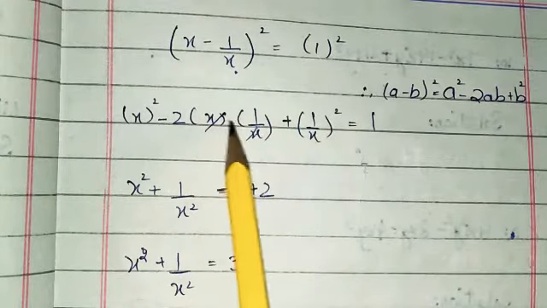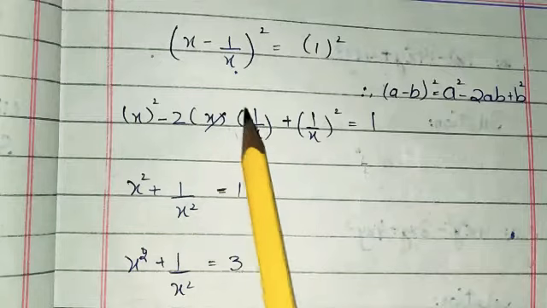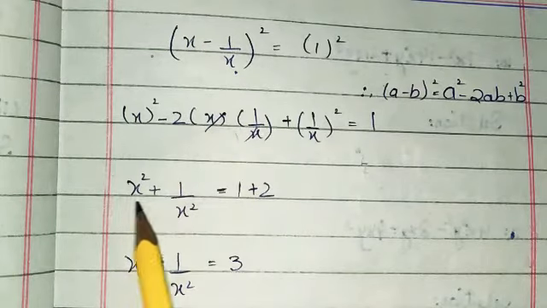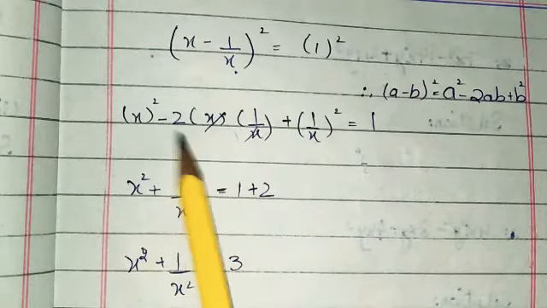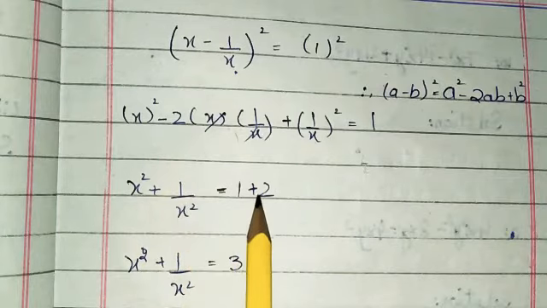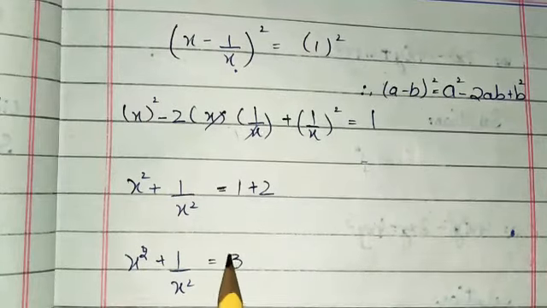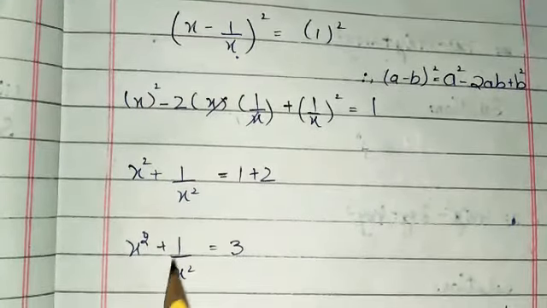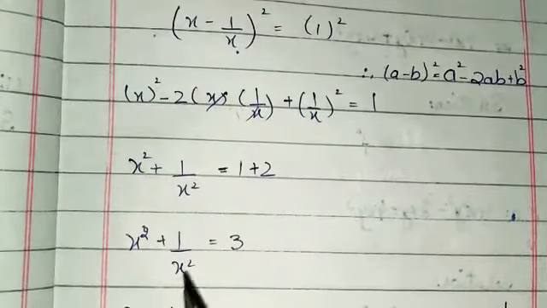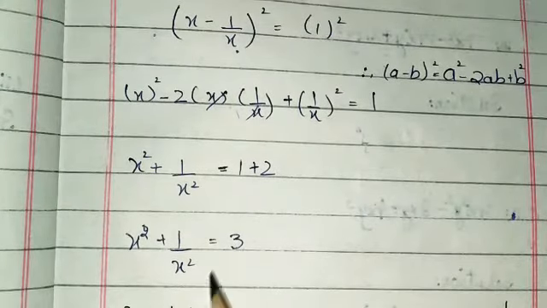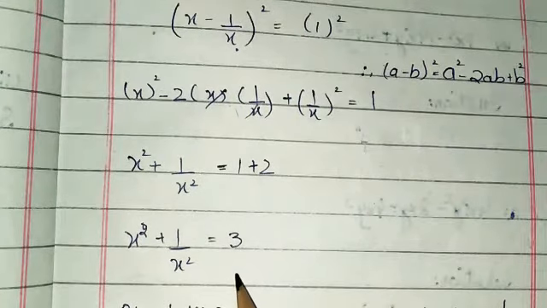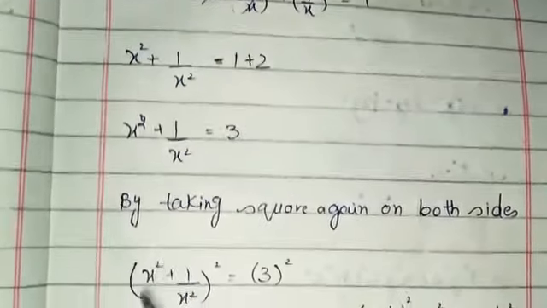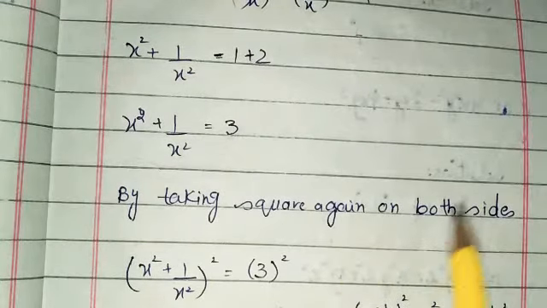As you can see that both terms are multiplying, so x cancels with the x. X square plus 1 over x square we will write here, and here we have minus 2 on other side, it will add with 1. By adding both we got 3. So x square plus 1 over x square is equal to 3. But we have to find out the value of x4 plus 1 over x4. So we will take square on both sides again. We will write the statement by taking square again on both sides.